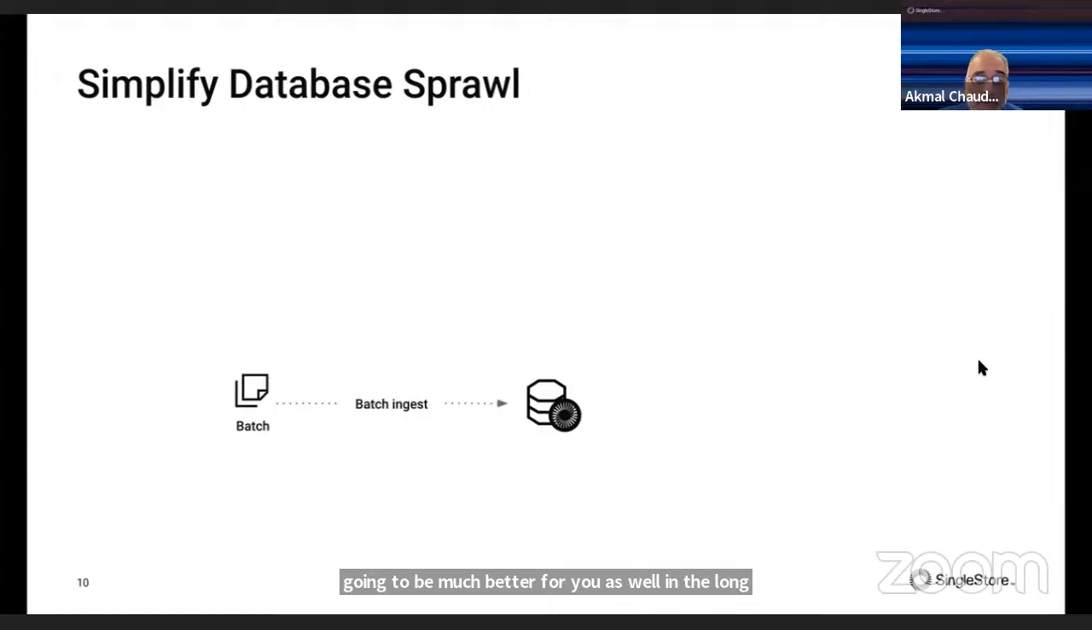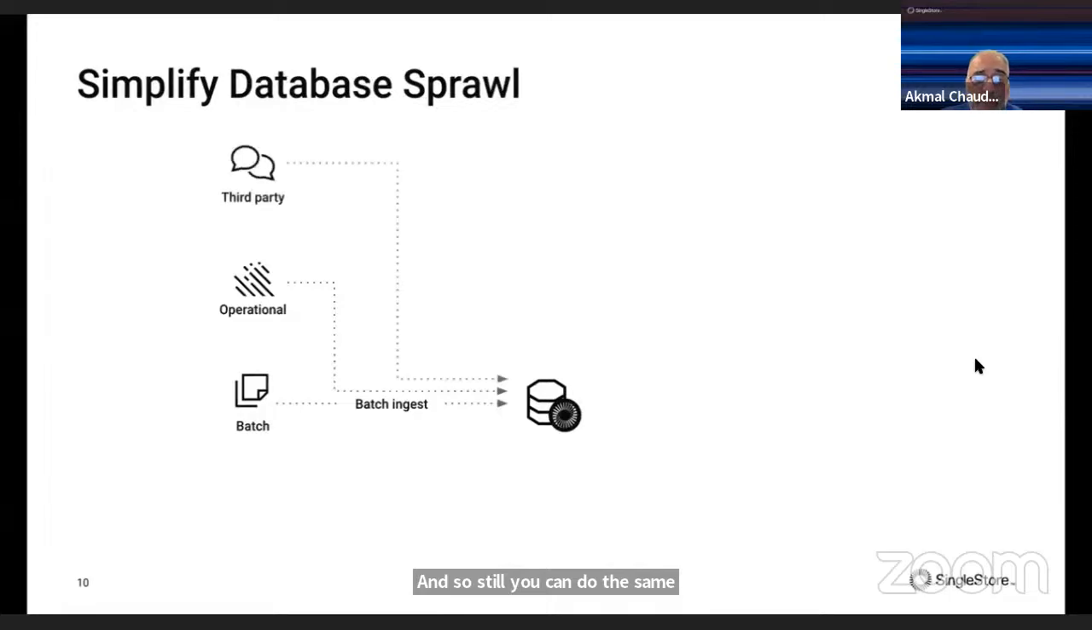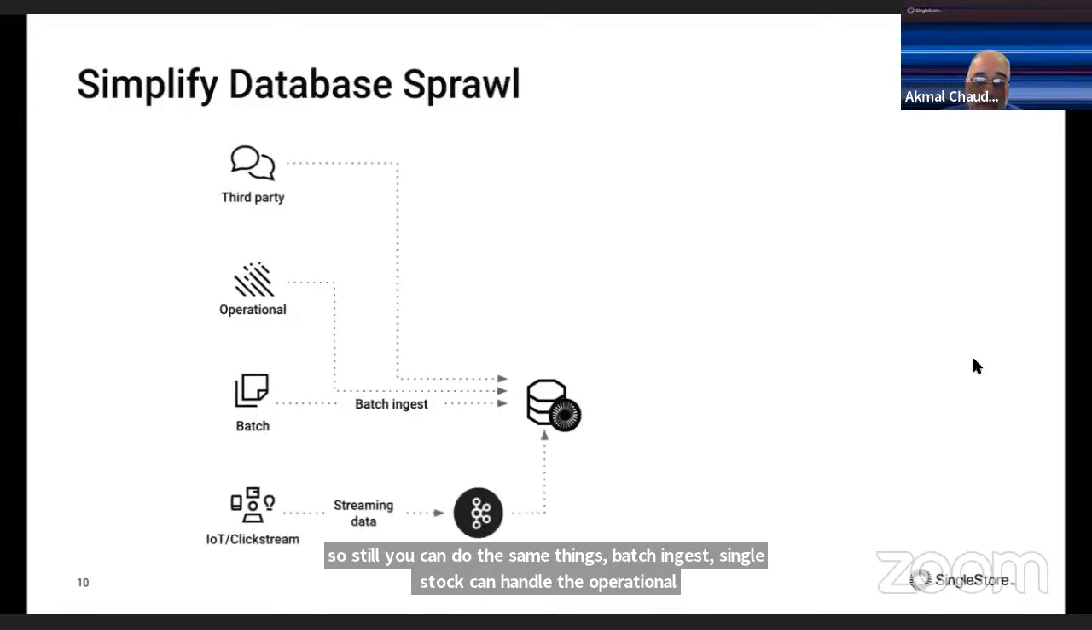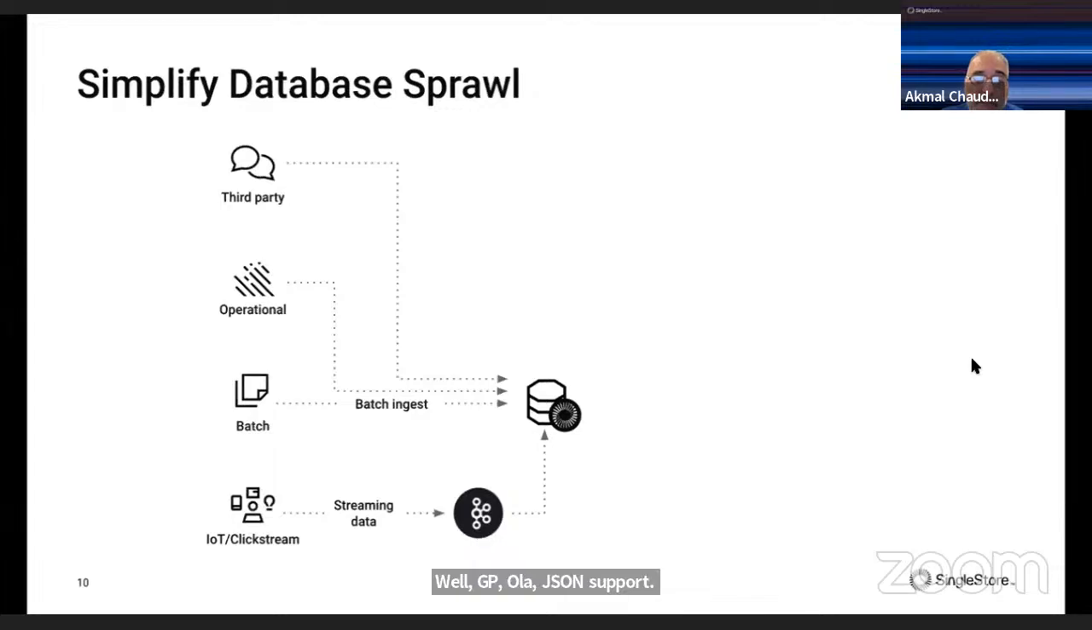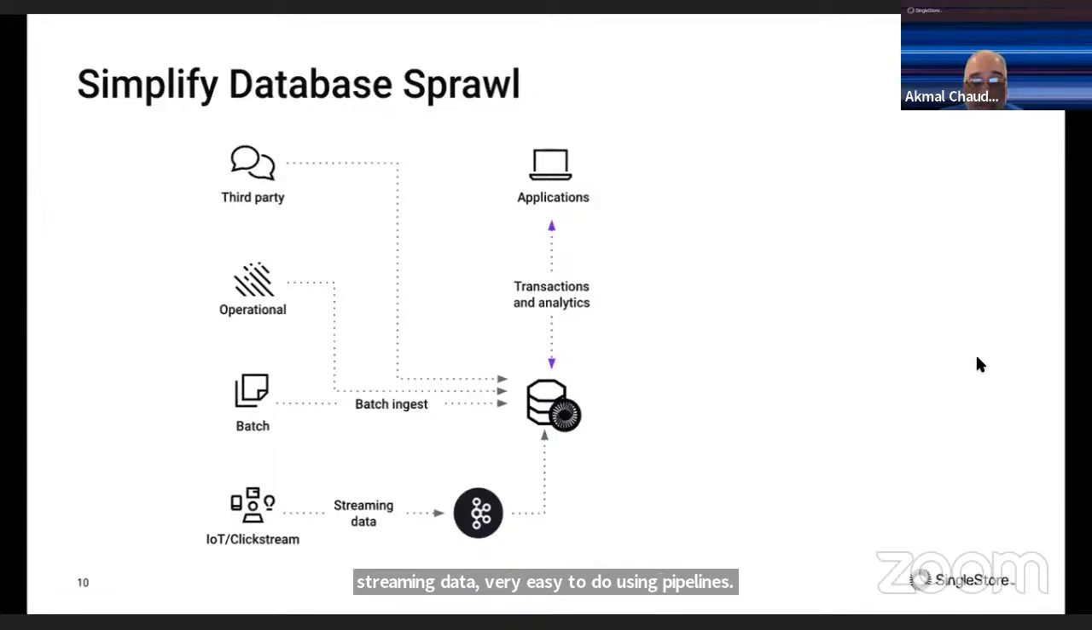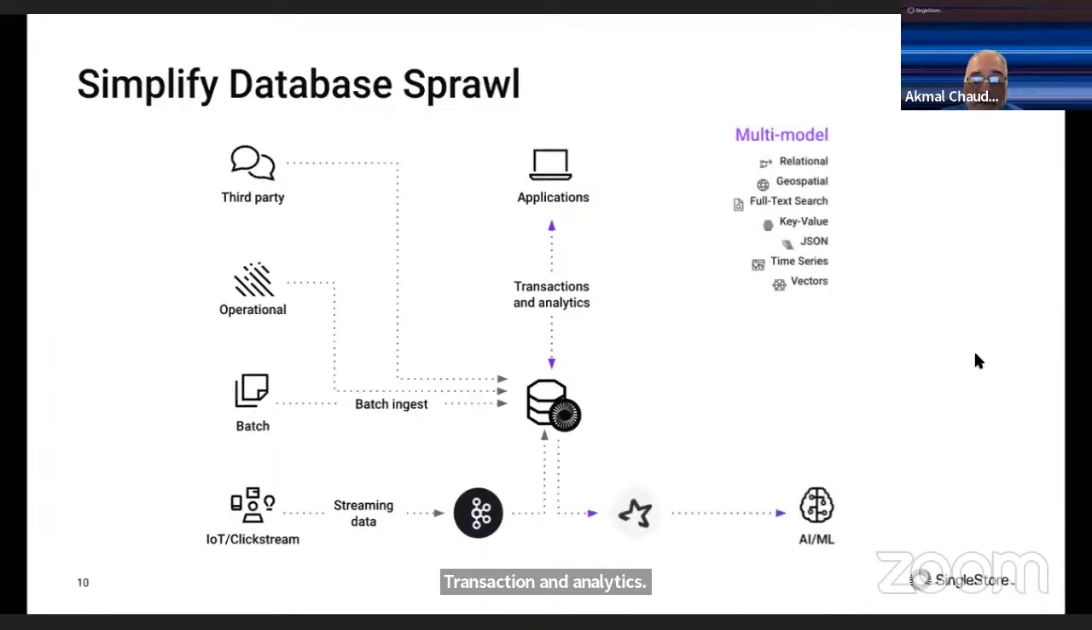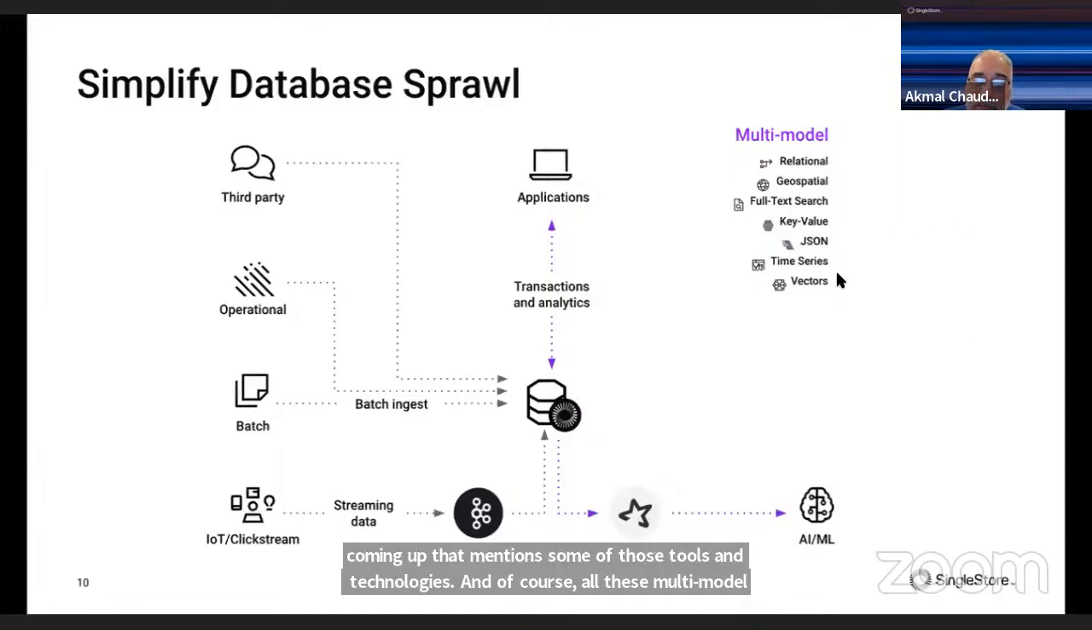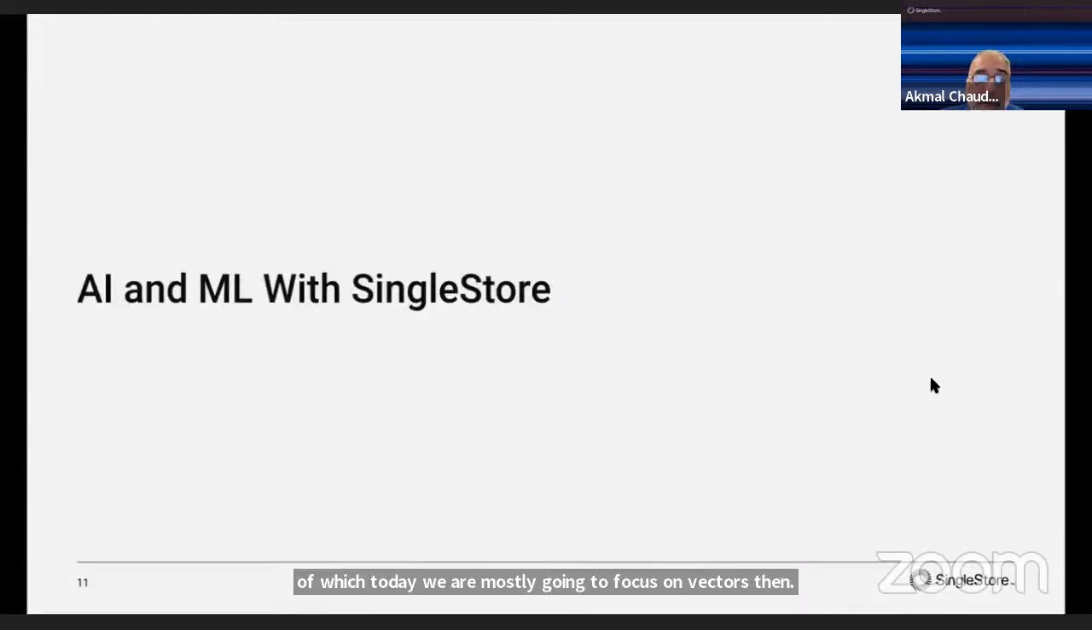And so you can still do the same things: batch ingest, SingleStore can handle the operational, OLTP, OLAP, JSON support, streaming data, very easy to do using pipelines. Transaction and analytics, same product. We talked about that a few slides ago. It happily integrates with a variety of machine learning tools. There's a slide coming up that mentions some of those tools and technologies, and of course, all these multimodal capabilities, of which today we are mostly going to focus on vectors. That's the key thing.